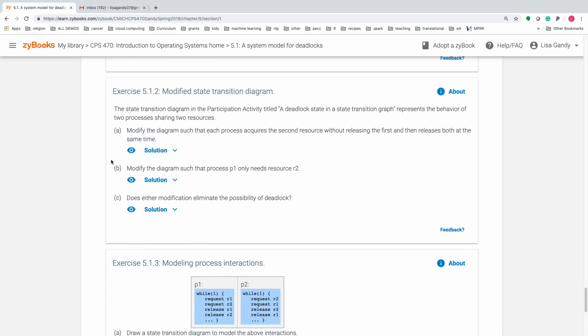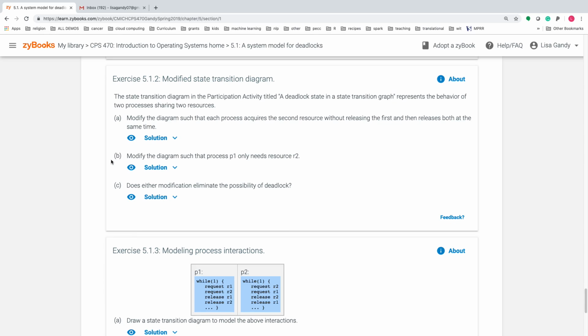Log into my computer. It's there. Okay, let's see. Okay, now let's look at this state. Okay, well, this is fun. The state transition diagram in the activity that we just looked at represents the behavior of two processes. Modify the diagram so that each process acquires the second resource without releasing the first.